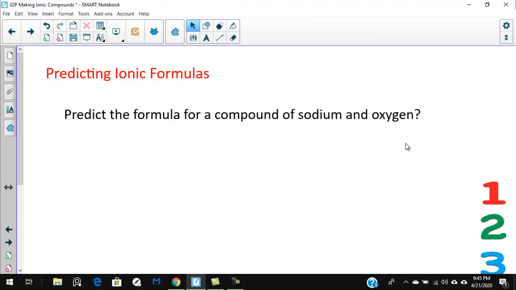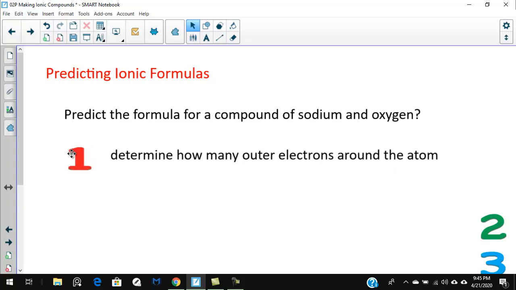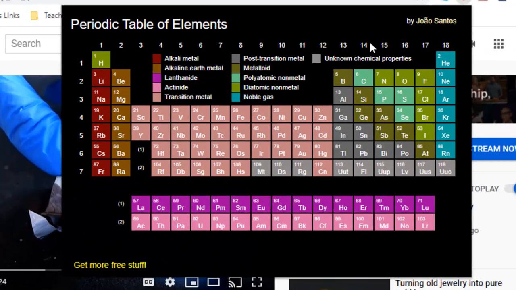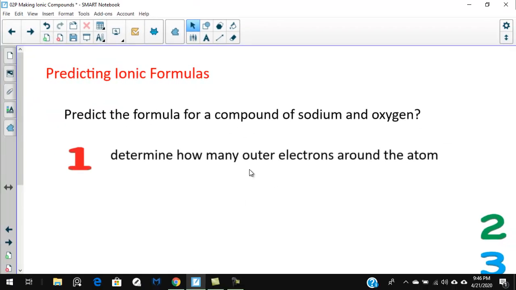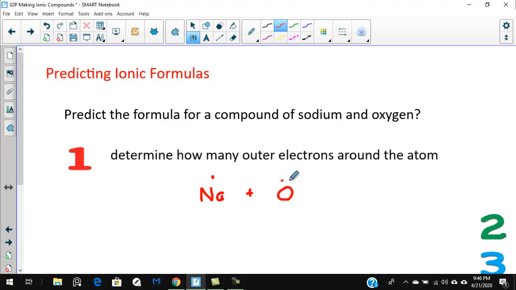If we wanted to predict the formula between sodium and oxygen, the very first thing we would do is determine how many outer electrons are around the atoms. Well, we do that by looking at our periodic table. And when we look at our periodic table, we can see that sodium is in group 1 and oxygen is in group 16. So that tells me how many electrons are in the outer orbits of those atoms. Sodium, being in group 1, gets 1 electron. And oxygen, being in group 16, gets 6 electrons. 1, 2, 3, 4, 5, 6.